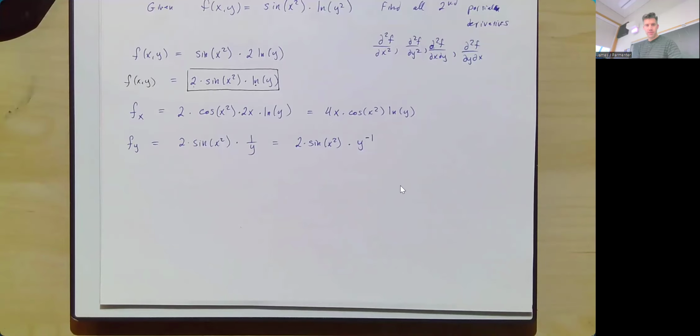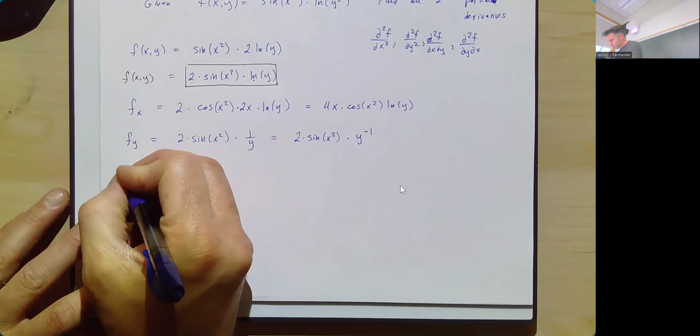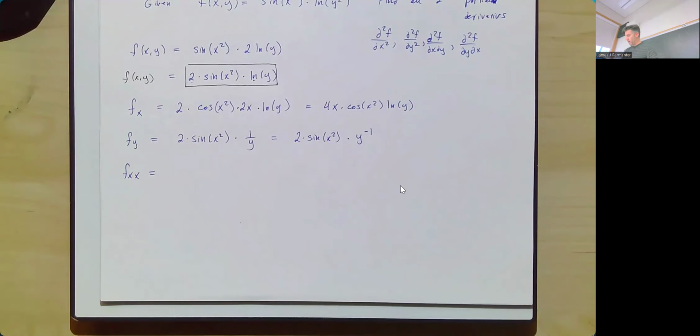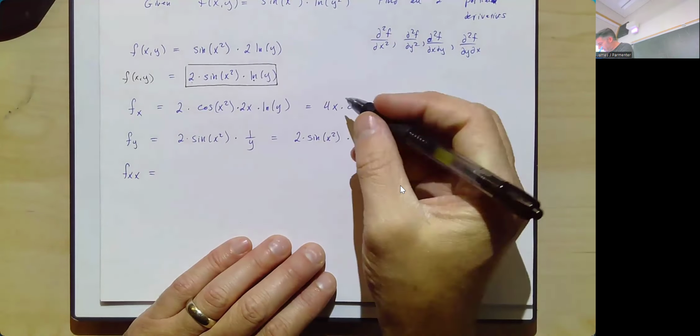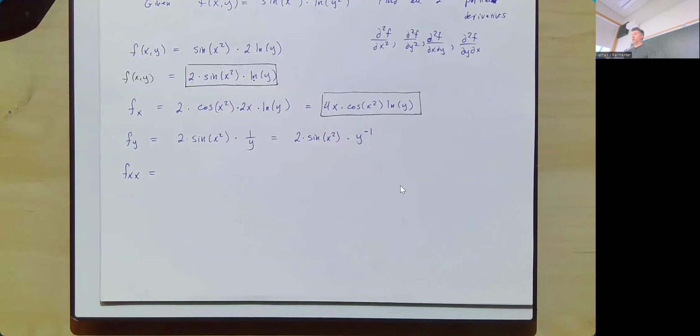Cool. All right. Continuing on, let's find f x x first. f x x is going to be kind of a pain, because if I look at f x, which is 4x times cosine of x squared times natural log of y, I am going to have to use the product rule. I've got 4x as a function of x, and I'm not really thinking about 4 out in front anymore. I'm really thinking of it as being attached to the x just because it's easier. You can do whatever you like, but I think of one of my functions as 4x, one of them as cosine of x squared, and then you've got the constant natural log of y that's just going to hang out.